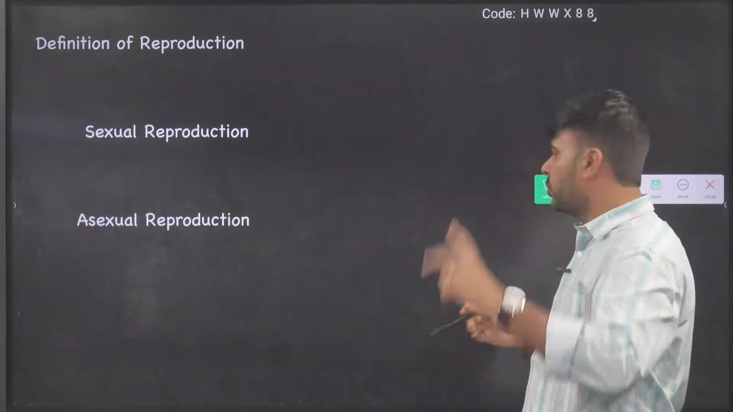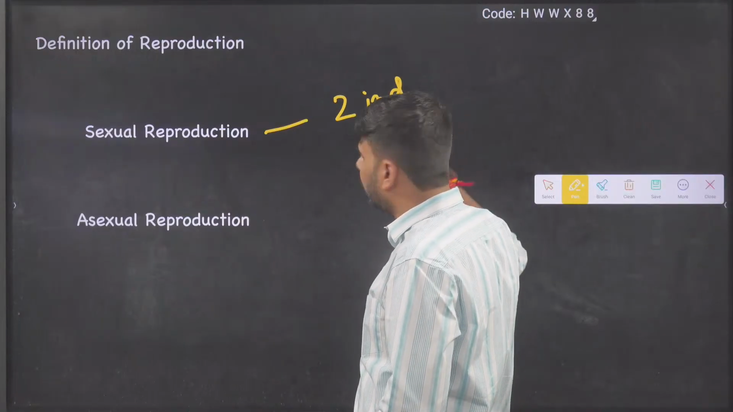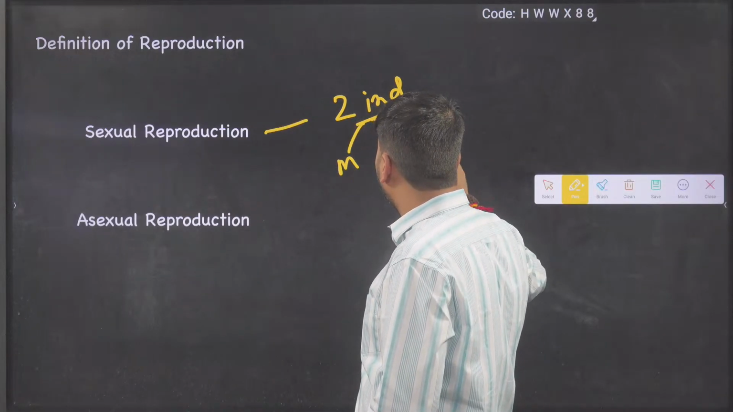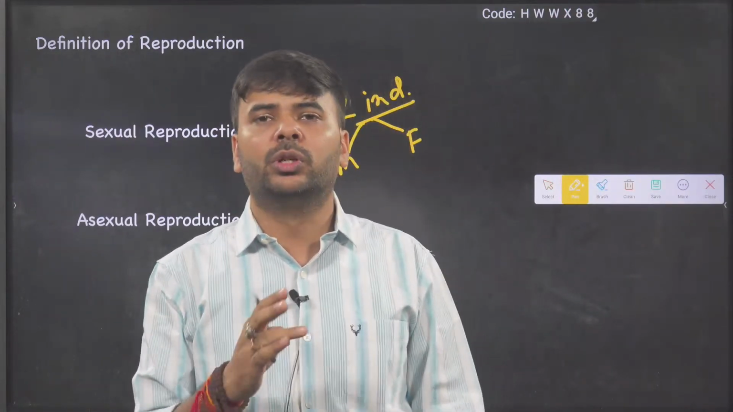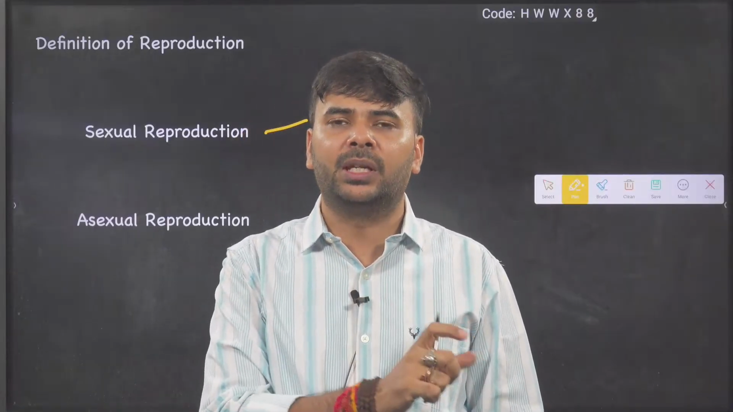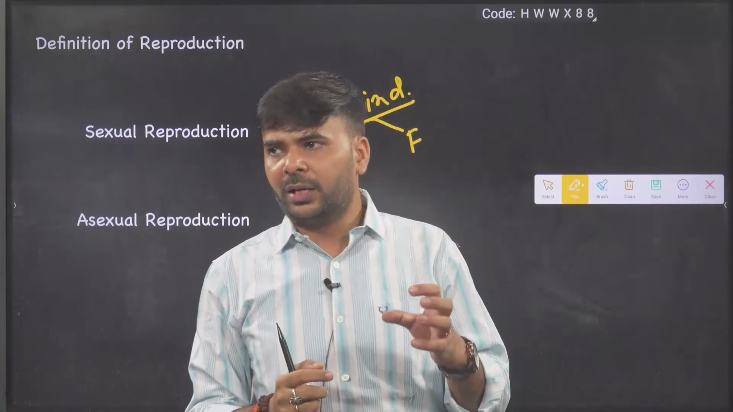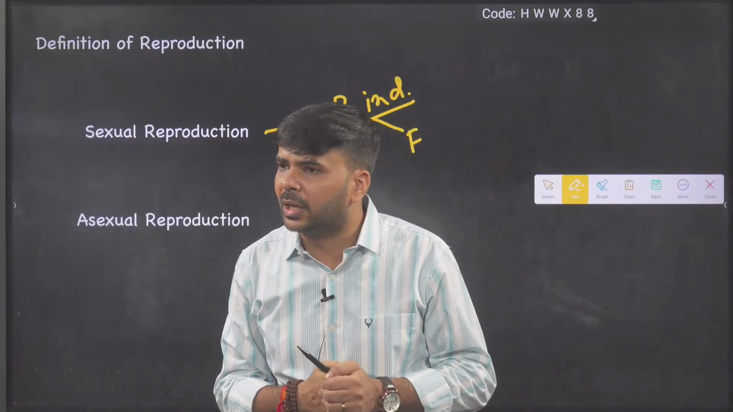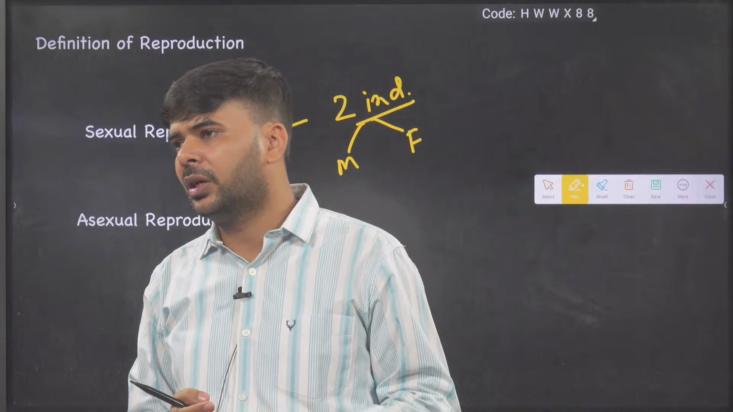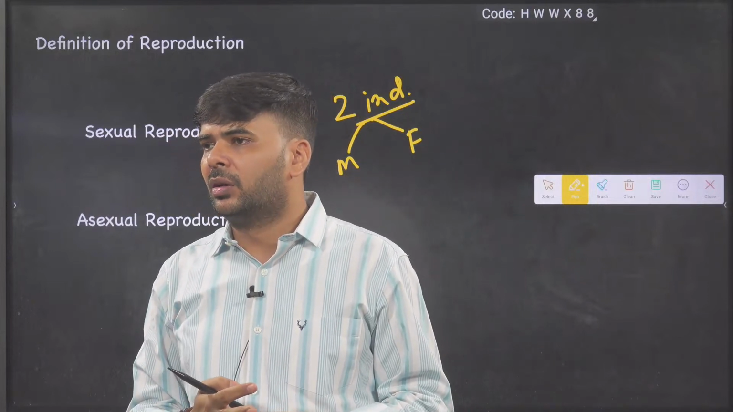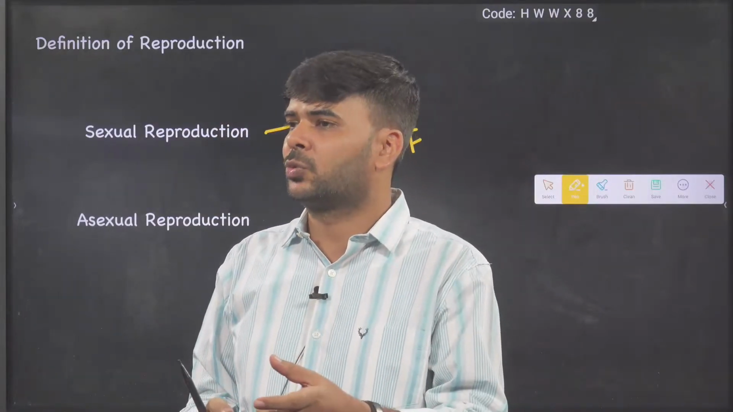Two individuals are involved in sexual reproduction, one male and one female. Very simple. Male and female means one forms one type of gamete and the other forms another type, one large gamete and one small gamete, and we call them parents. One parent is enough in asexual reproduction.